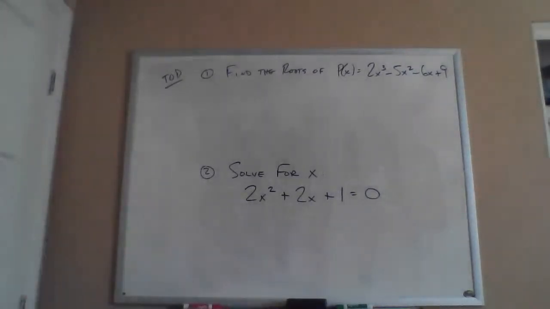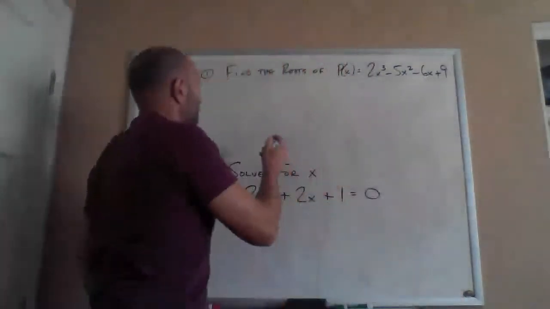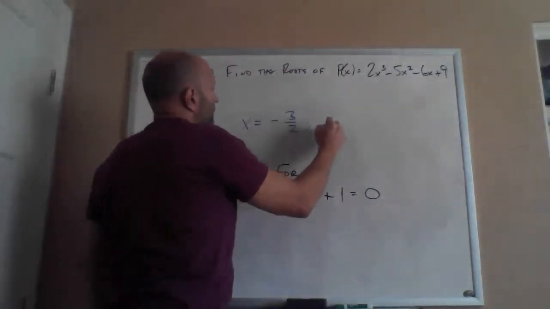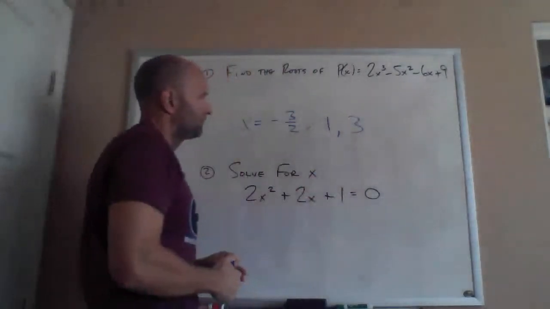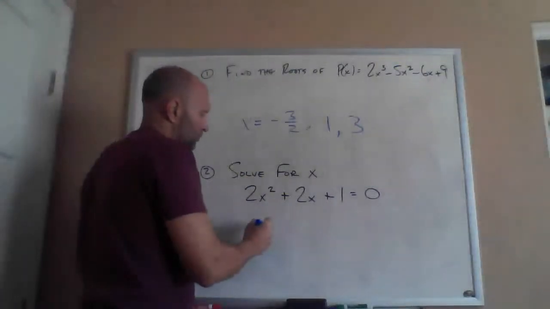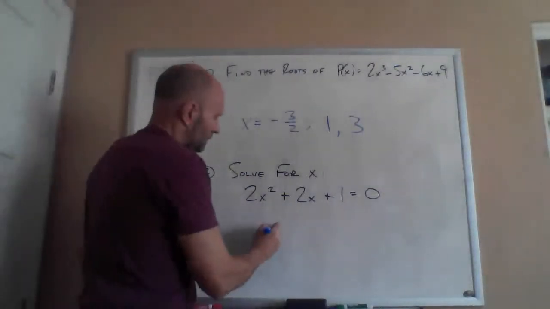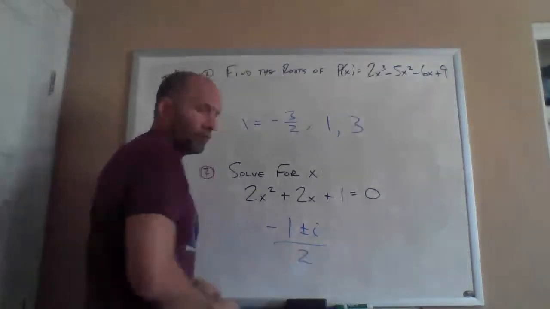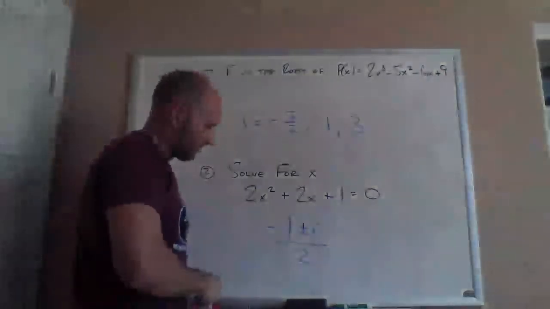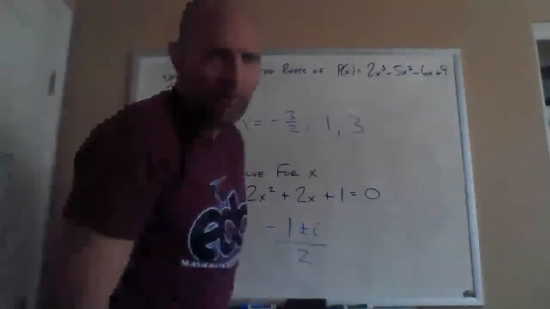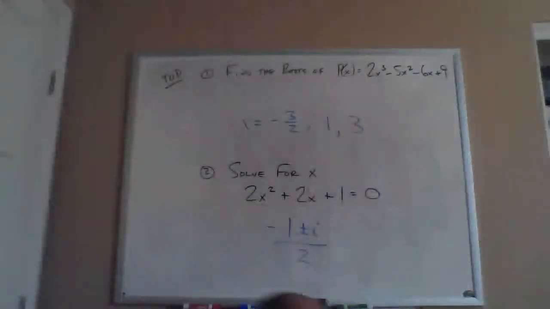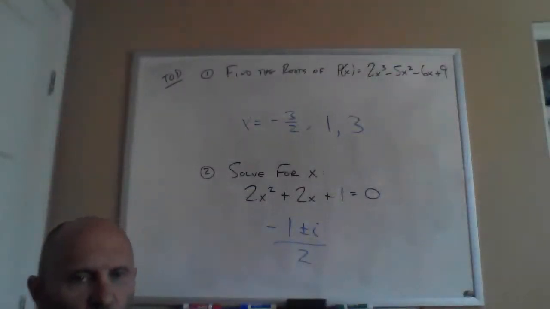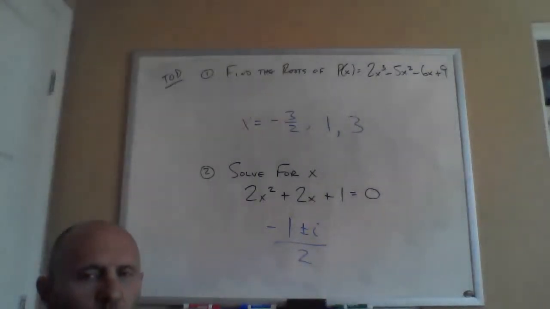Yeah. So for number one, x is -3/2, 1 and 3. And number two is -1 plus or minus i over 2. So again, you guys don't have to leave or log off. If you are getting the answers and you want to double check it, those should be the answers that you have.